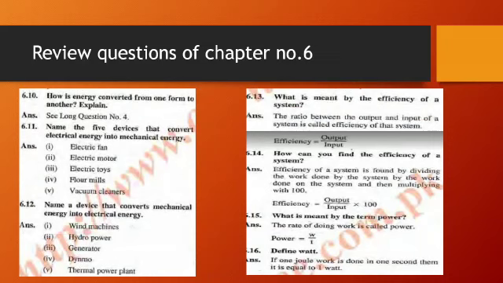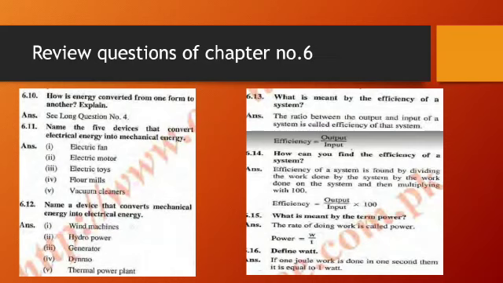6.11, name the 5 devices that convert electrical energy into mechanical. Electric fan, it is taking electricity and converting it into mechanical because it's a machine. Same is the case with electric motor, electric toys, flour mills, and vacuum cleaners. These are the 5 types of machines which take electrical energy and convert it into mechanical.